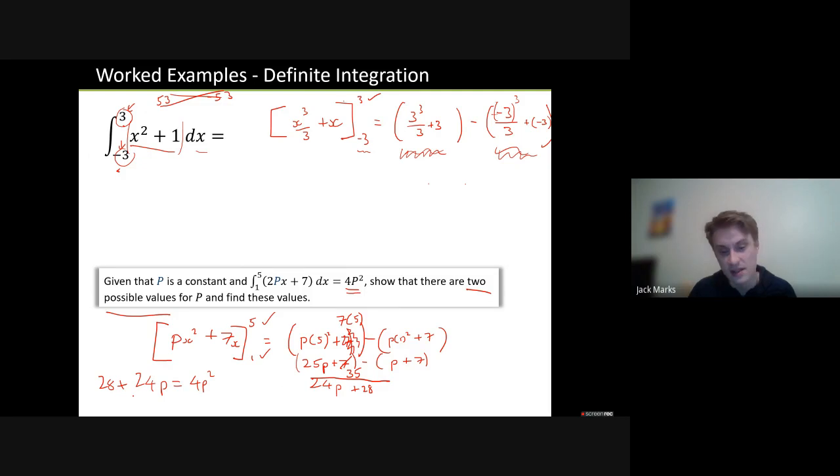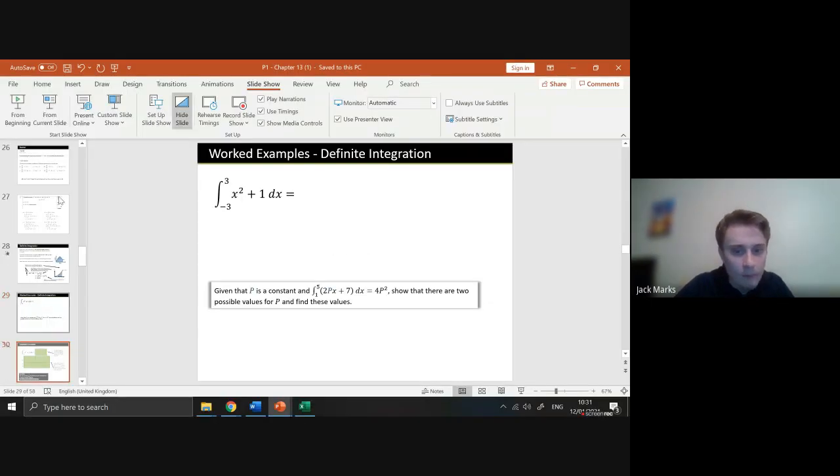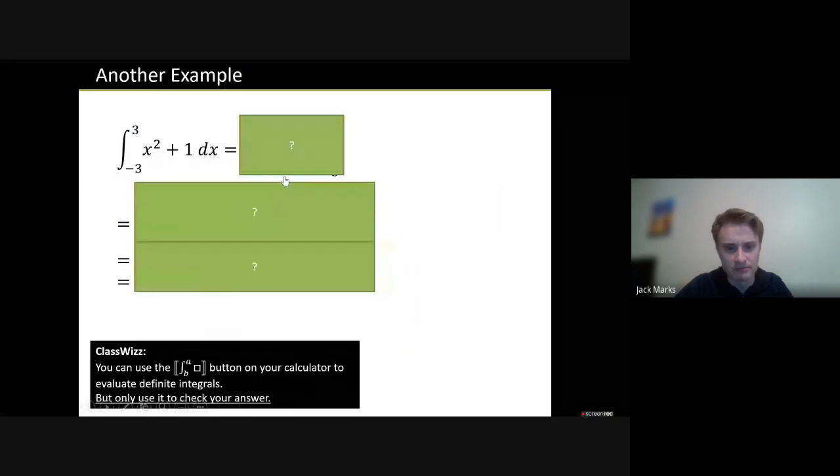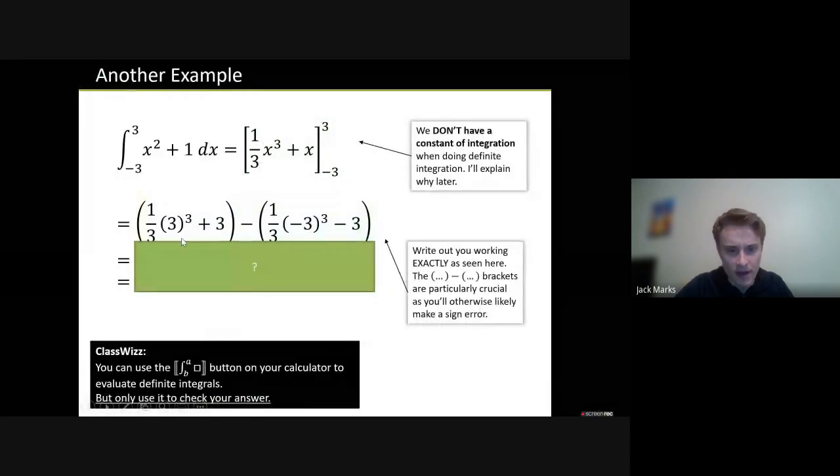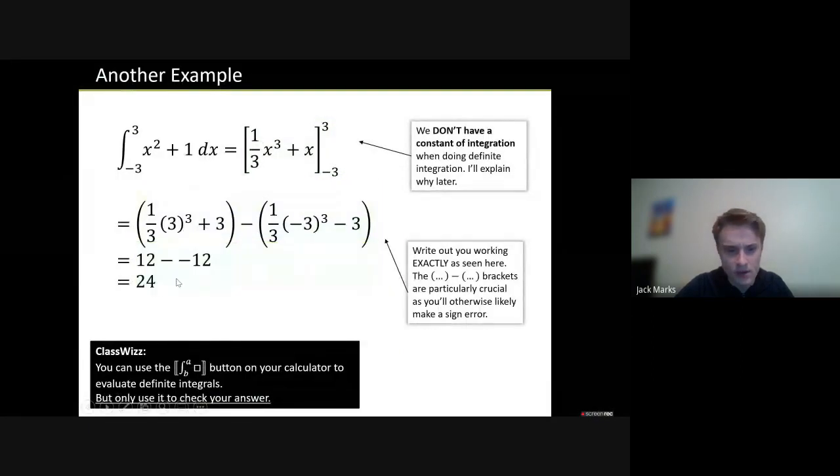What can we do here? It looks like we can divide through by 4 and then we can solve. Okay, so I'm going to just show you the answers a little bit neater. So for the first one, we get 12 minus 12. So as I said, this double negative thing happens quite a lot.